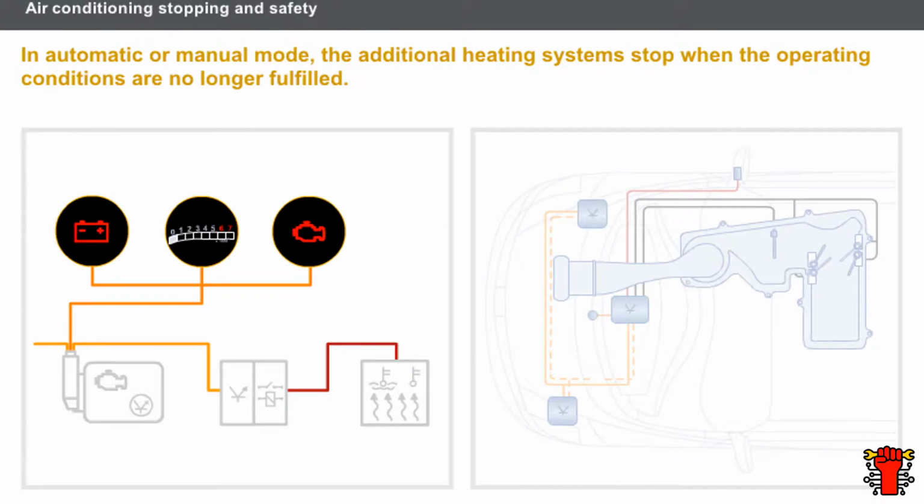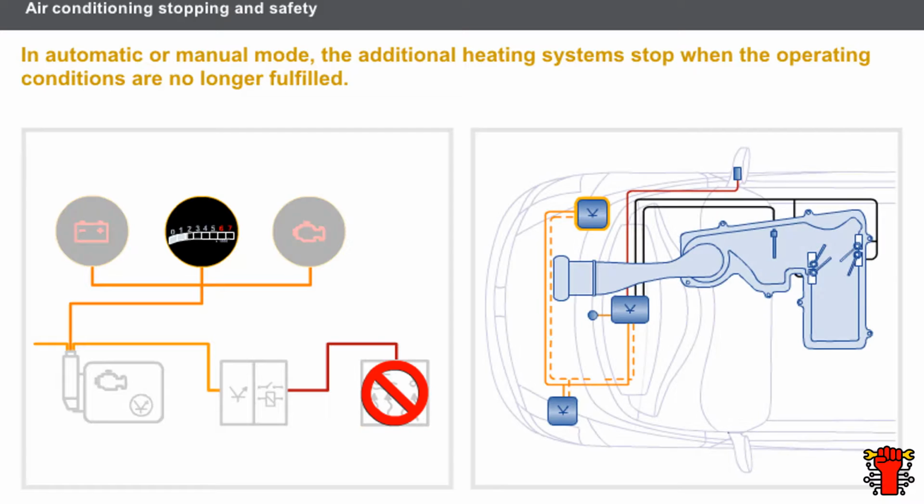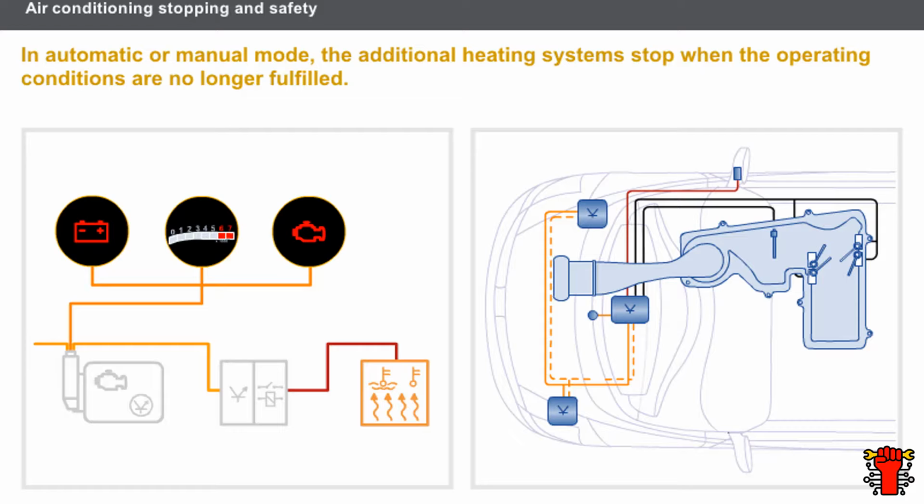In automatic or manual mode, the additional heating systems stop when the operating conditions are no longer fulfilled. The injection computer can stop the additional heating system when the engine speed or battery voltage reach a certain level. The boiler supply is cut off in the event of an accident thanks to the airbag computer. The airbag computer informs the injection computer when a collision has taken place.